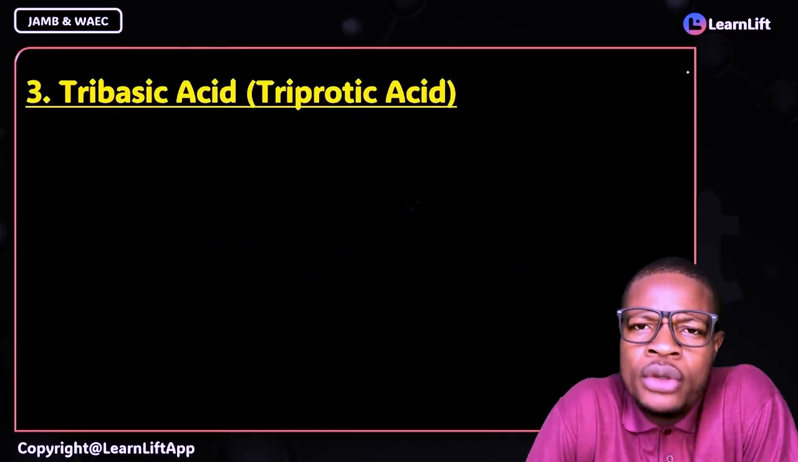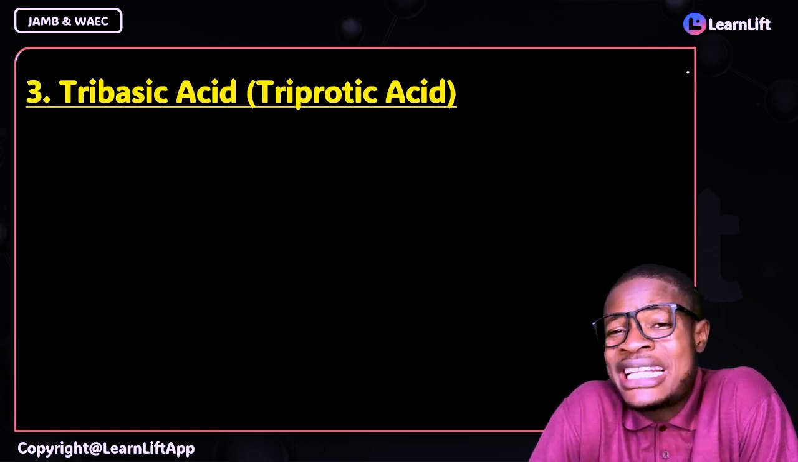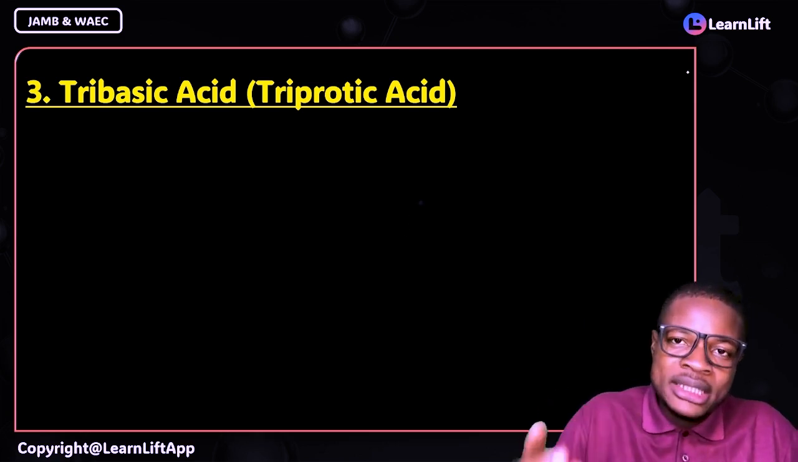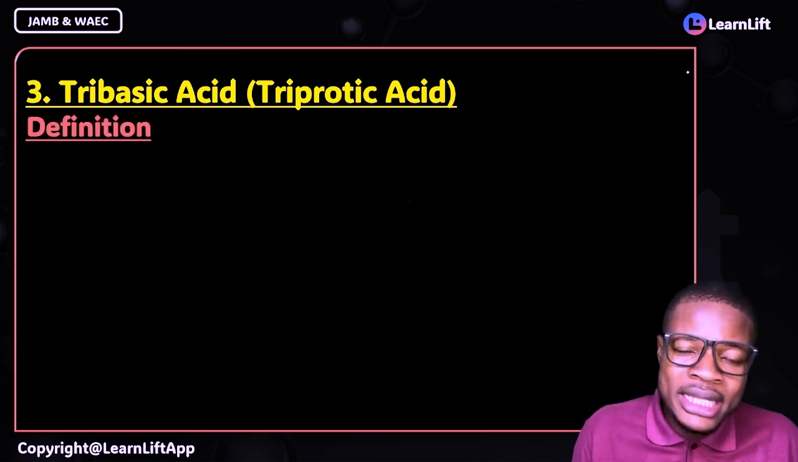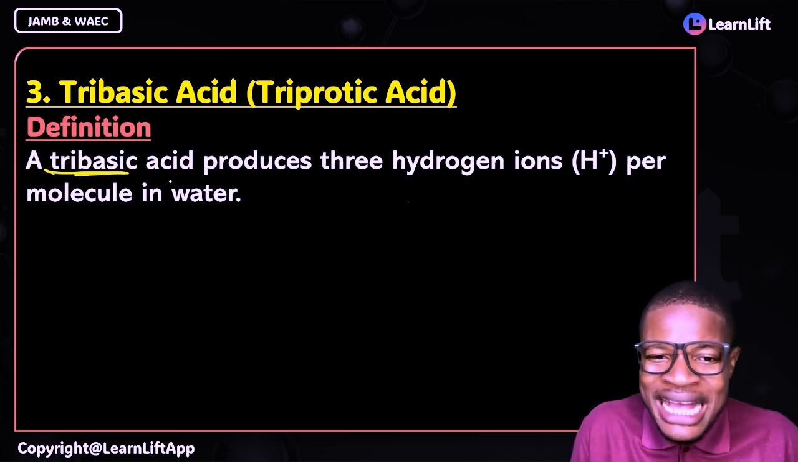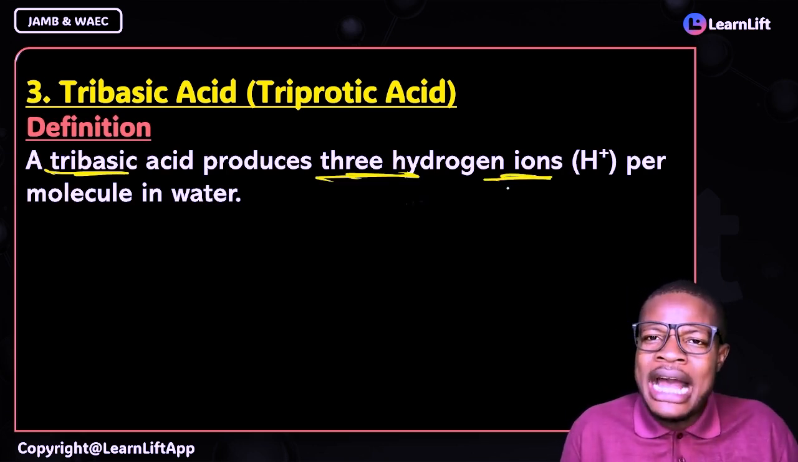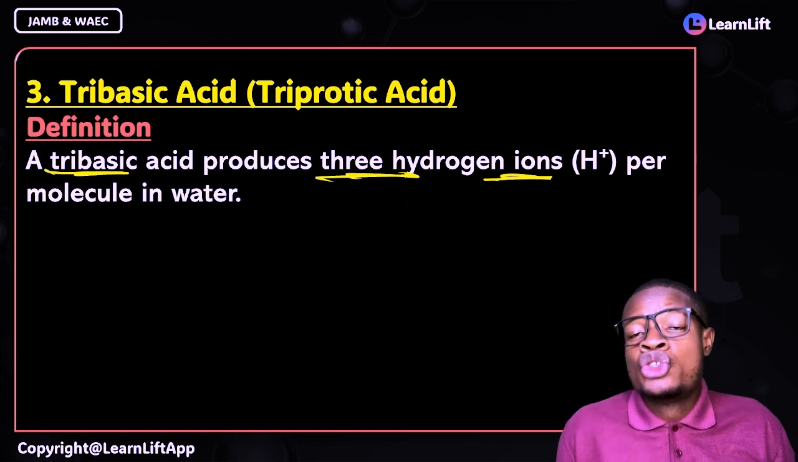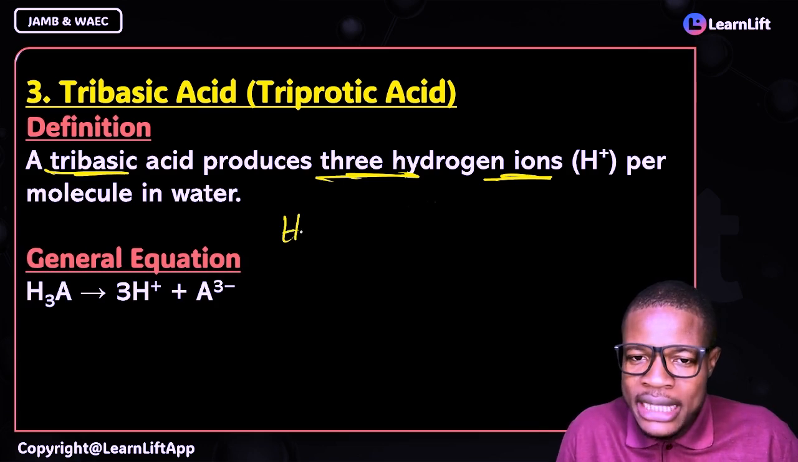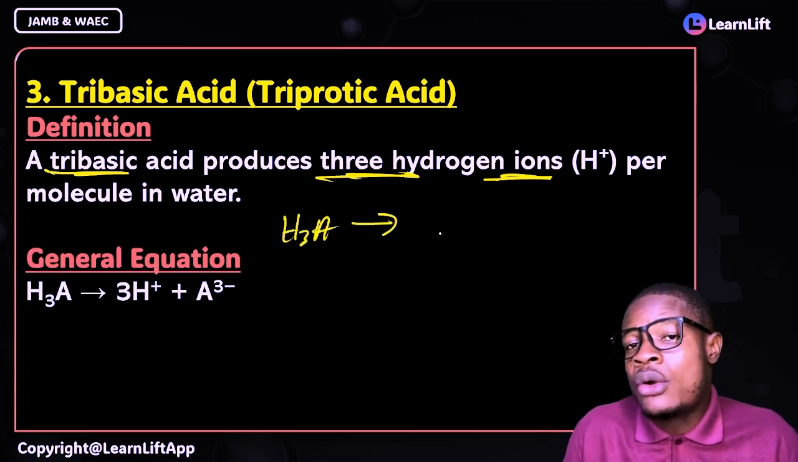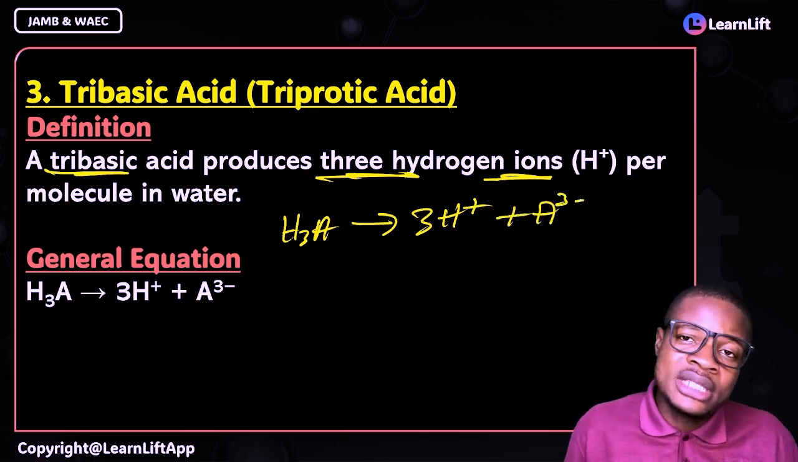Another key thing you must know is your tribasic acids. Your tribasic acids are also called your what? Your triprotic acids. Now, from the name tribasic, that means how many hydrogen ions do I expect there? 3 hydrogen ions is what I expect there. Don't forget, from the definition, a tribasic acid produces 3 hydrogen ions per molecule in water, or 3 hydronium ions per molecule in water. The general equation is your H3A, right? If you dissociate, what am I going to have? Your 3H plus my what? Your A3 what? Minus. That's what you're going to have there.